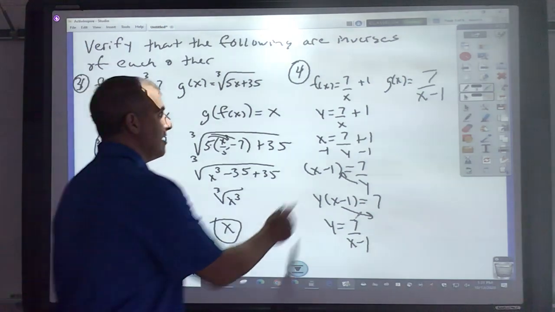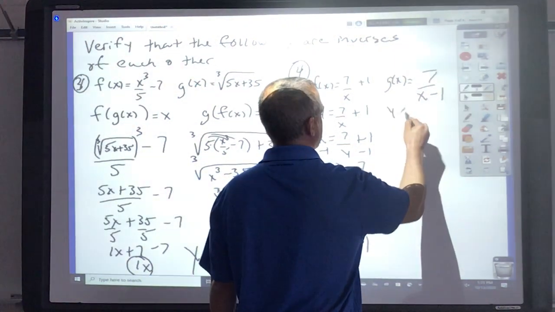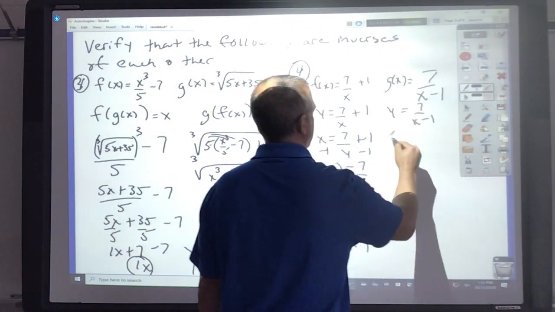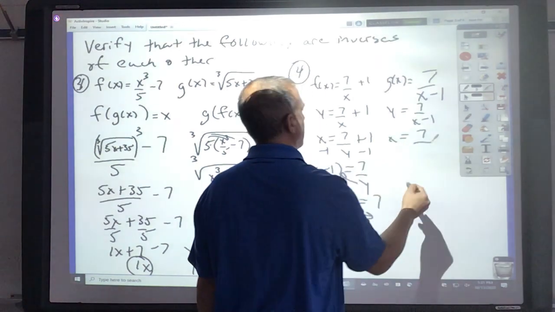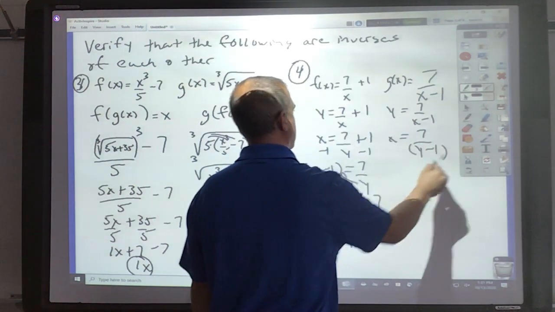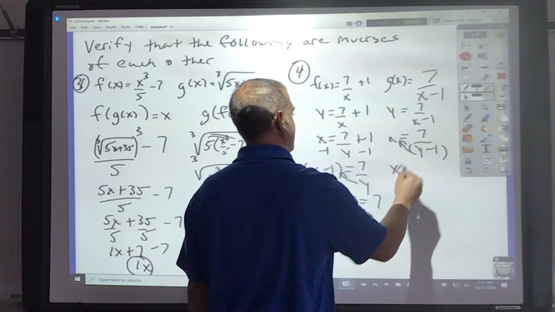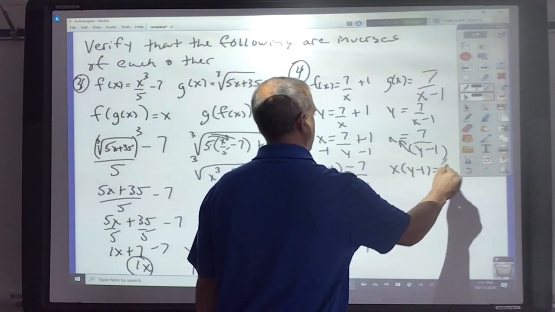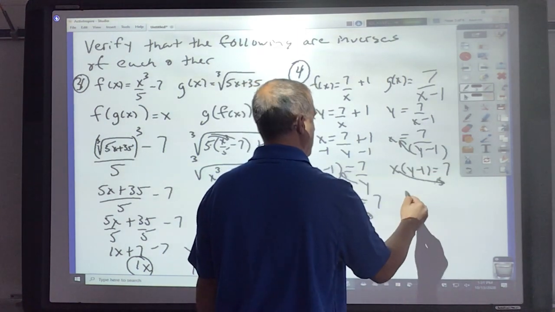That's good. Now let's find the inverse of this one. x equals 7 over y minus 1. This comes up next to x, and then this can move back underneath.